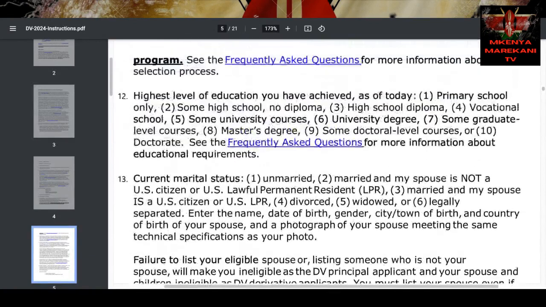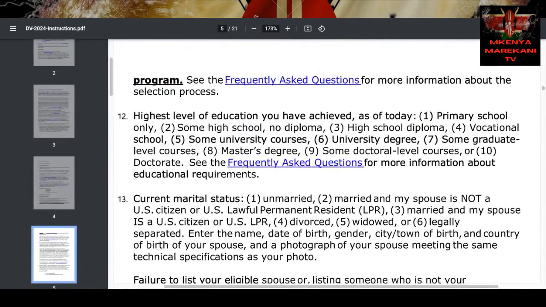And by the way, when you're applying, there's no proof that you will require. But maybe by the time you go for the embassy interview, they might require some proofs, like for your school, for your spouse, your marriage. When you're applying, there's nowhere you are uploading these things, but the time you will need them is when you go to the embassy, if you win.